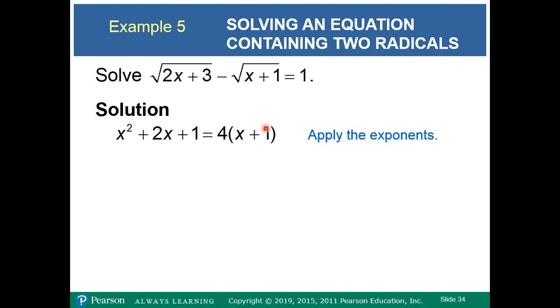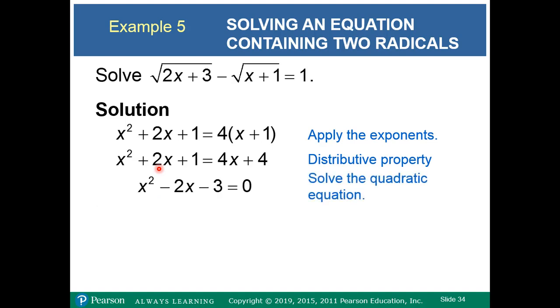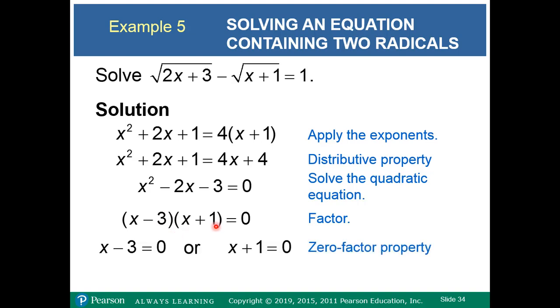Okay, so now I'm going to distribute and put this in standard form. So distribution property, now we're going to put in standard form. And I get x squared minus 2x minus 3 equals 0. Okay, and so now we can see if we can factor this. Okay, and so this is going to give what? 1 times negative 3 will give, added will give me negative 2. And so we get 1 and negative 3. And so x is equal to 3 and x is equal to negative 1.